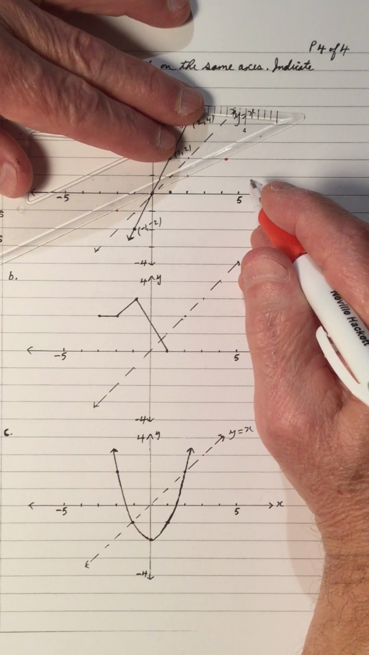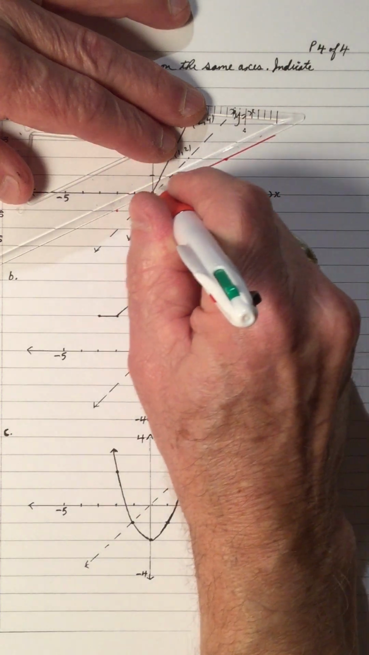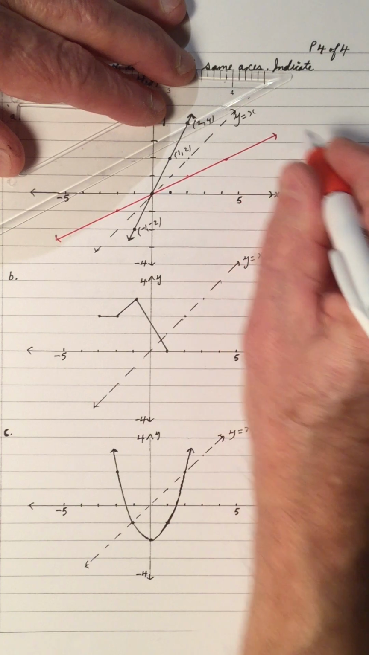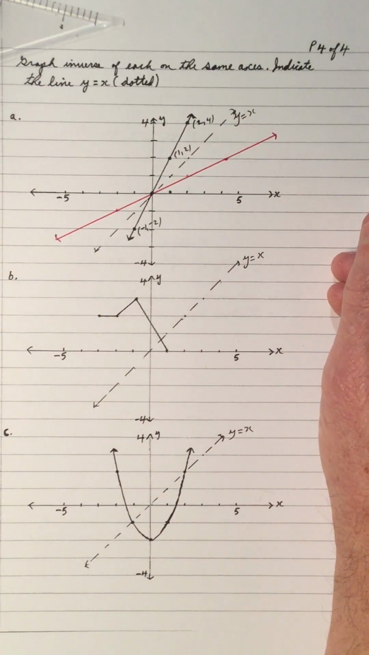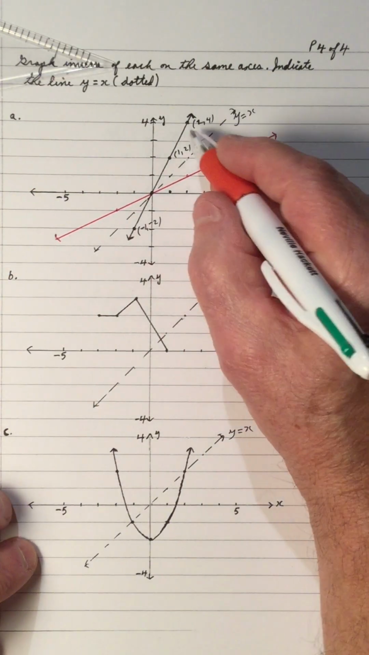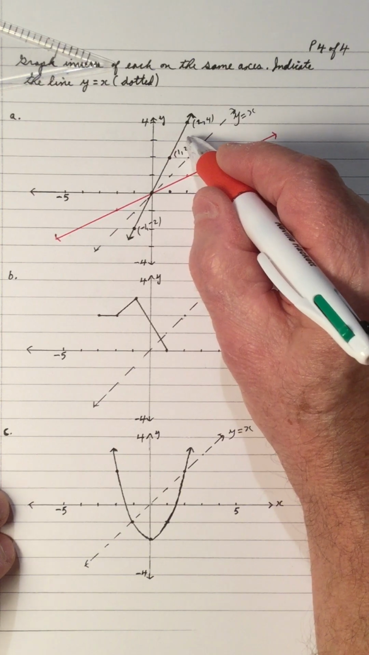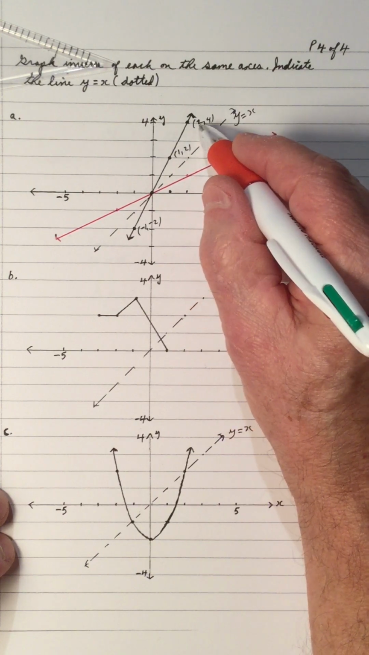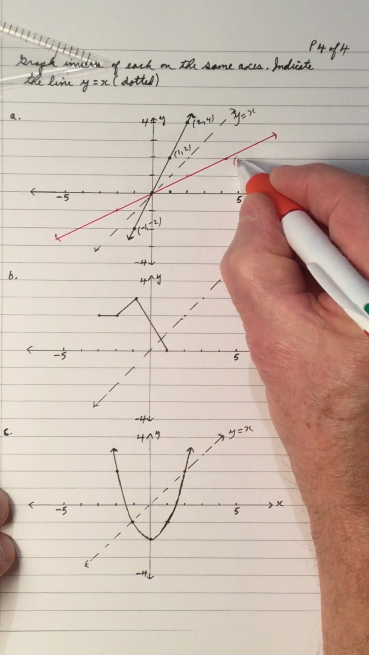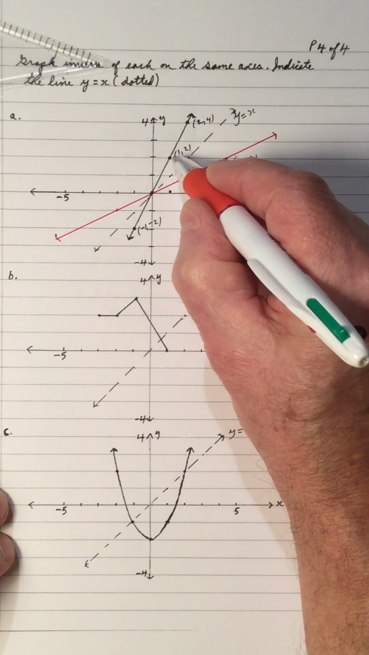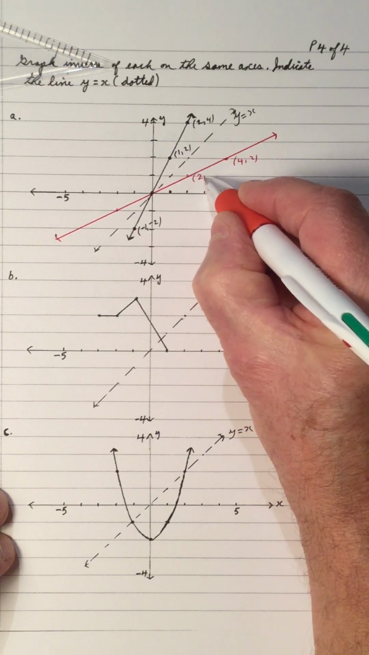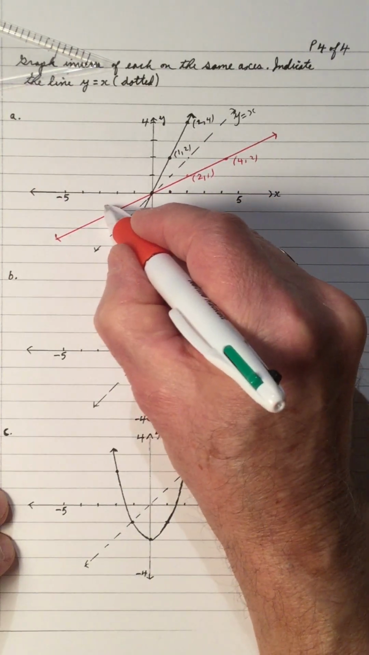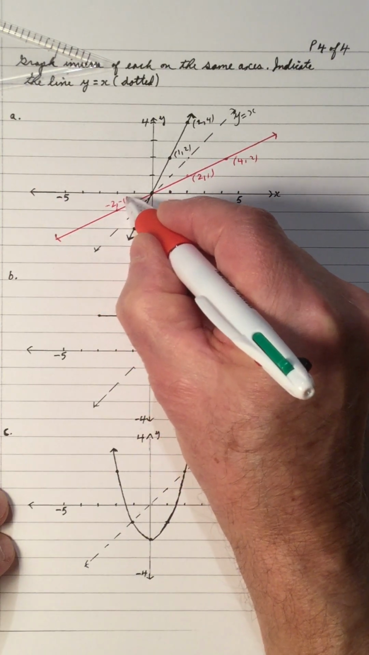Line them up. So the red is the inverse. This is the one we started with, and this is the inverse reflected. So notice the point is 2, 4. This point here is 4, 2. This point is 1, 2. This point is 2, 1. 0, 0. And this point here is -2, -1.